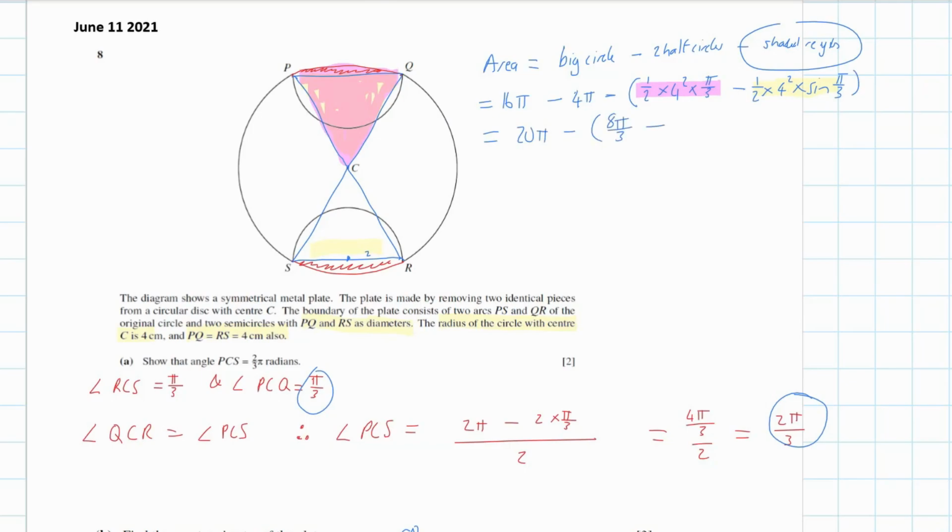Take away, now what's sine pi over 3? This is one that we should memorize, and obviously I haven't. I always forget this. Is it square root 3 over 2? Hang on. Sine pi over 3, square root 3 over 2. Yeah, square root 3 over 2. And then we're going to times that by, so, times 16 times 0.5. So, 4 square root 3, I think it should be.